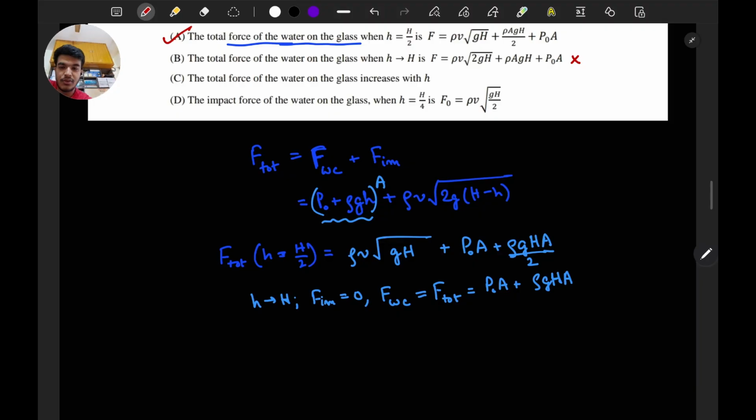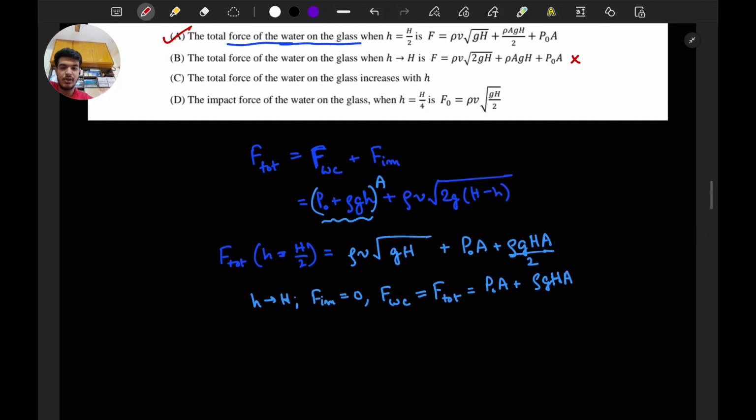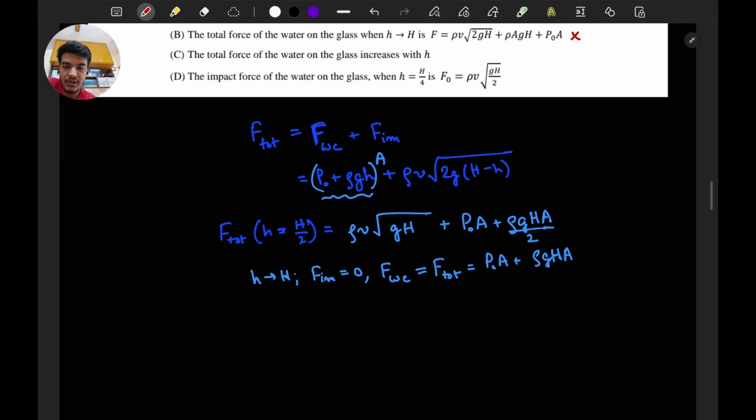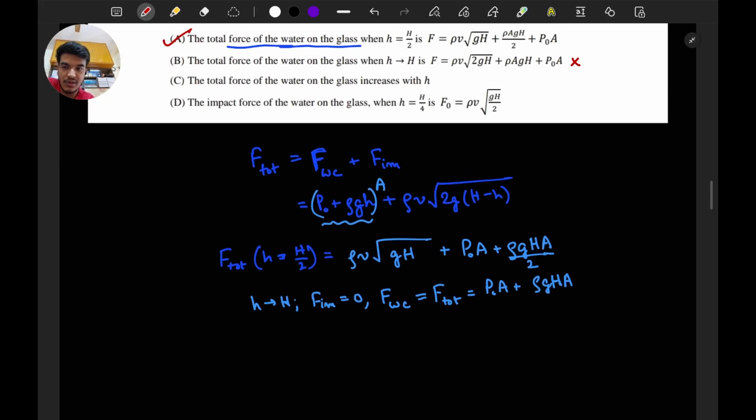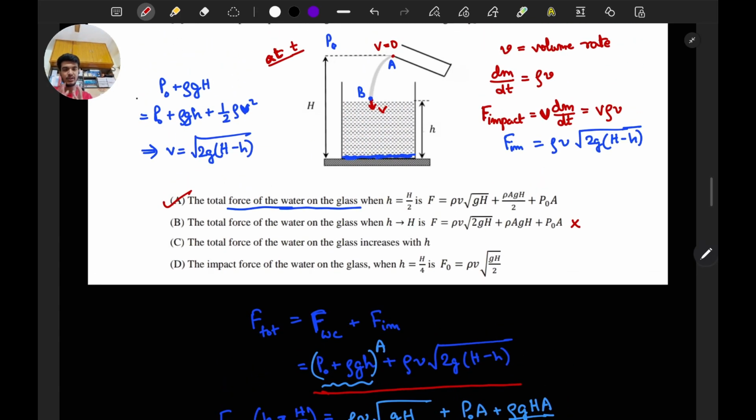Now, total force of the water on the glass increases with h. Okay, so for this question, let us analyze this function which we have already written here for total force. Just visualize one thing.